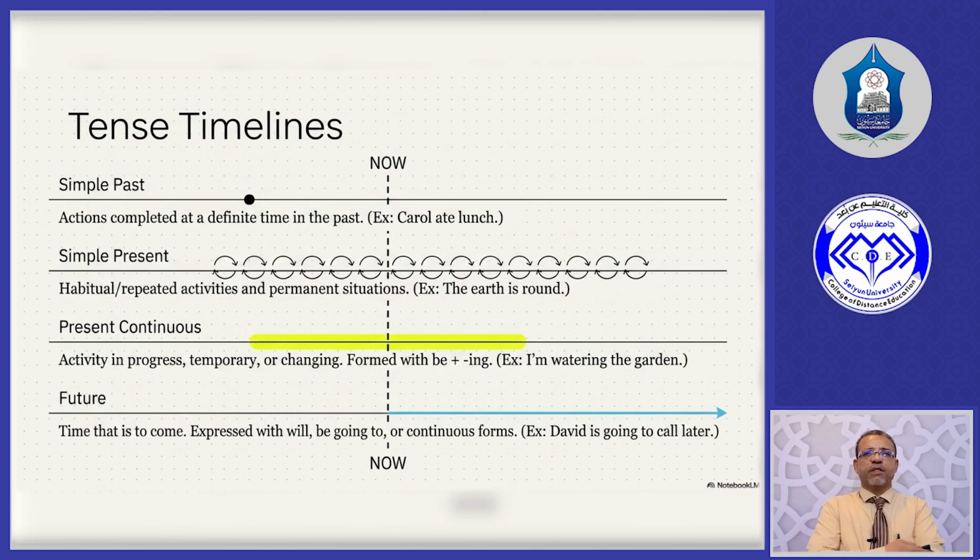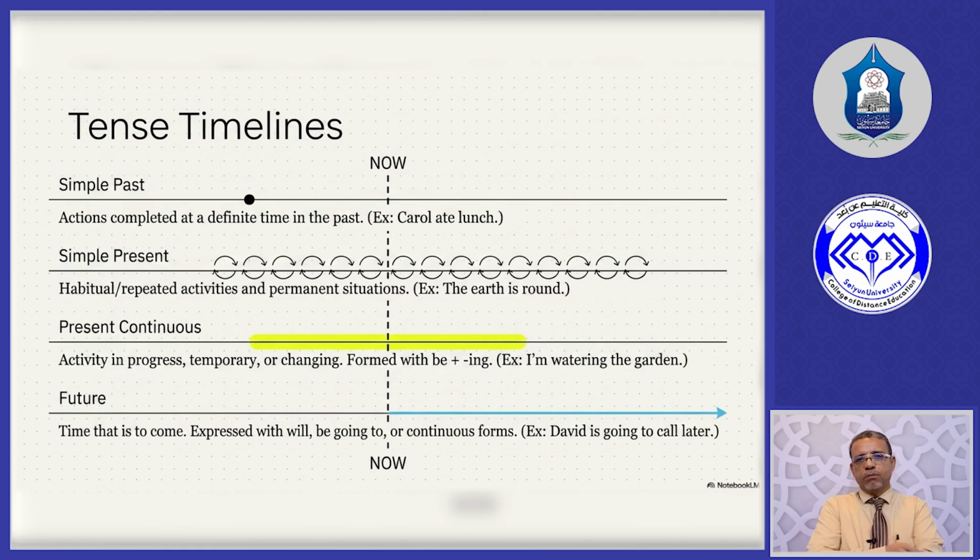Present continuous in the middle here. Okay. It's something going on. Activity in progress, temporary or changing, formed with be plus ing. I am watering the garden. Now I am talking to you on the screen. Now I am talking to the screen. You are listening to me. You are watching me. Okay, if you go to the URL and open it.